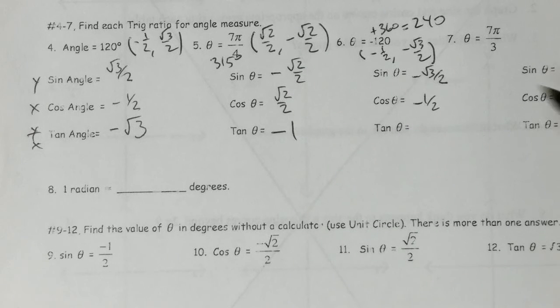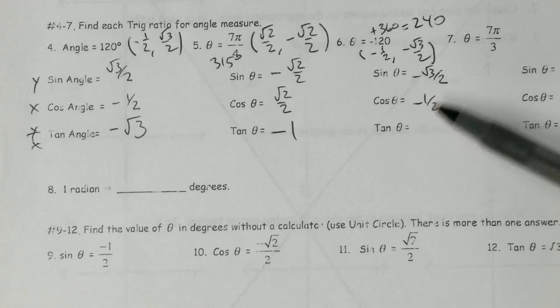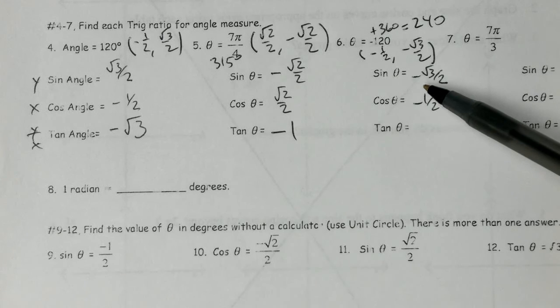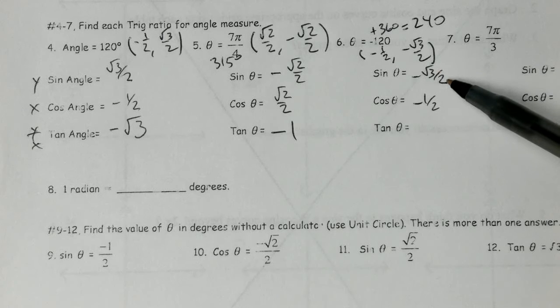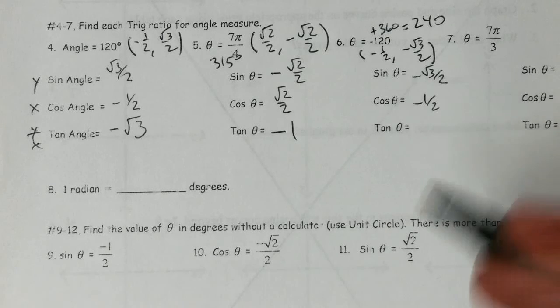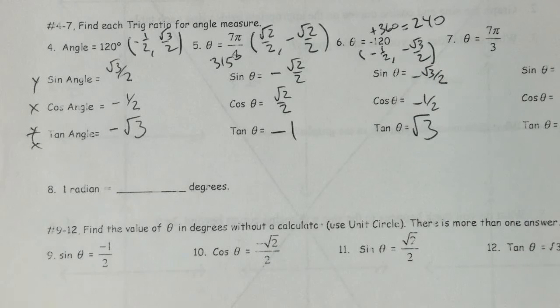Remember that the y goes with sine, the x goes with cosine. Then for the tangent, since you have a negative divided by a negative, it's positive. And so the 2's cancel, so you're left with square root of 3, since it's basically square root of 3 over 1.